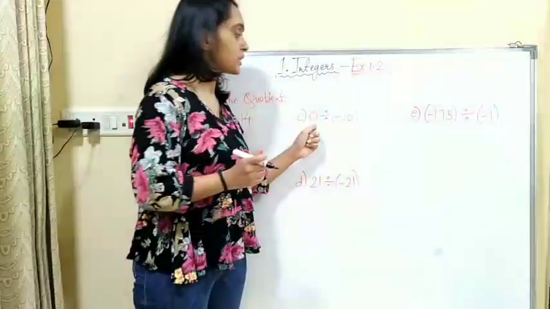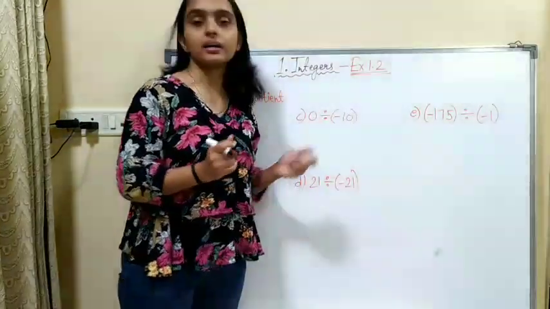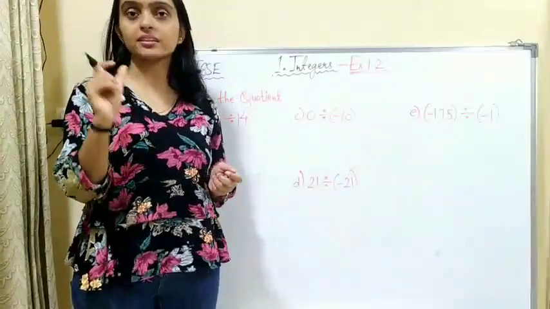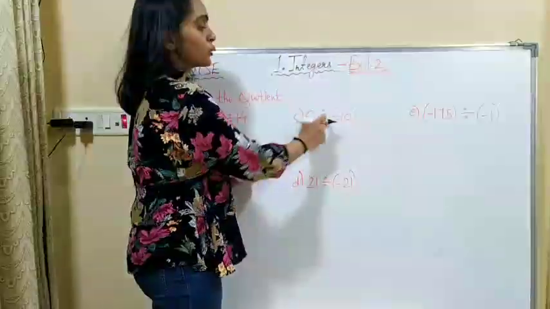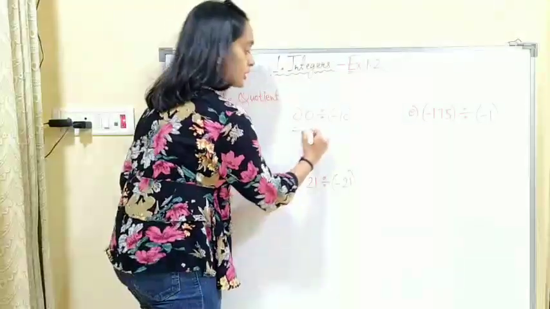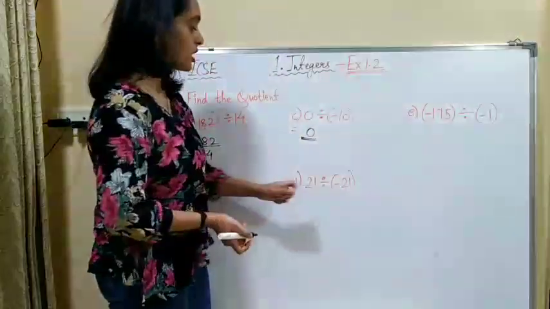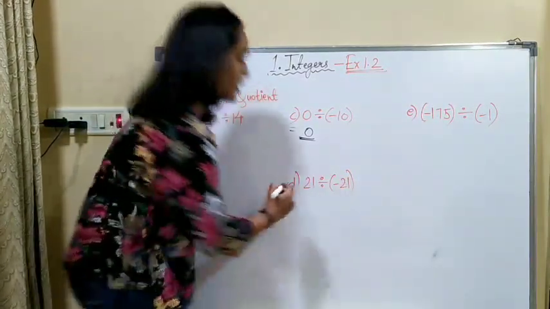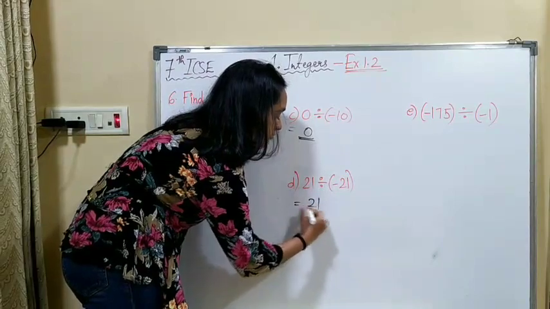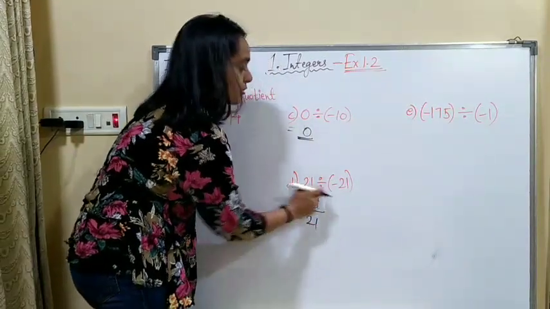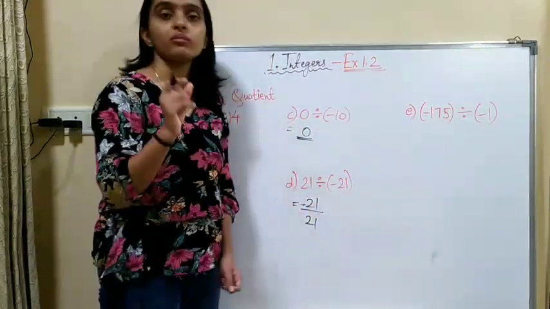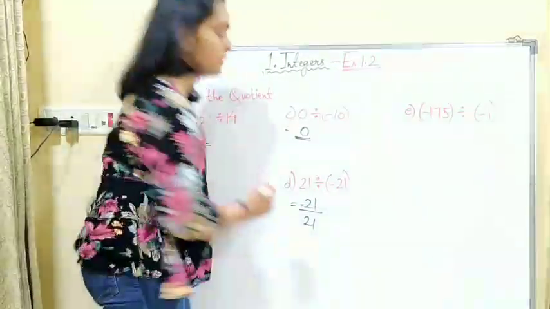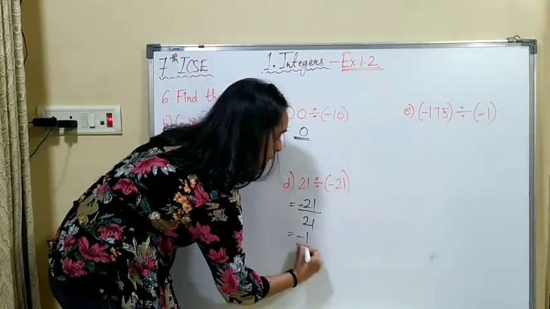Now the next question is 0 divided by minus 10. As you know, 0 when divided by any integer gives again the final answer as 0. So 0 when divided by minus 10 will give you again 0 itself. The next question is 21 when divided by minus 21. So that is 21 divided by 21 and plus minus is minus. So when any number is divided by the same number, you get 1 as the answer. So your final answer will be minus 1.